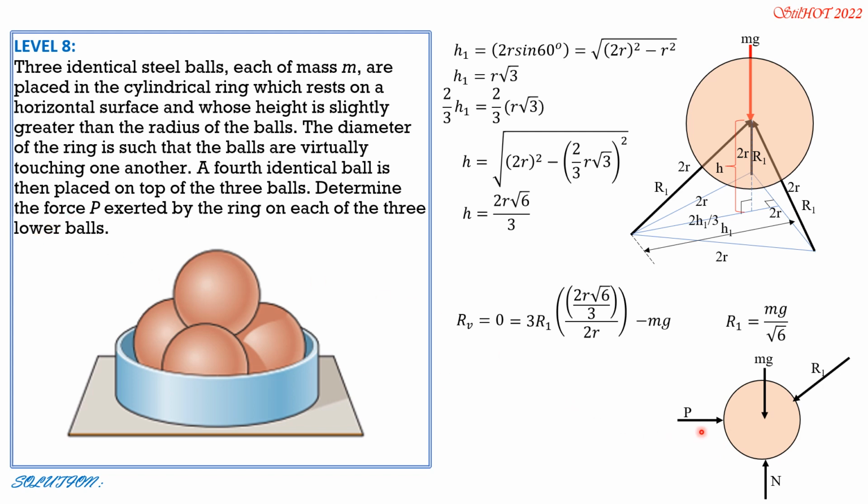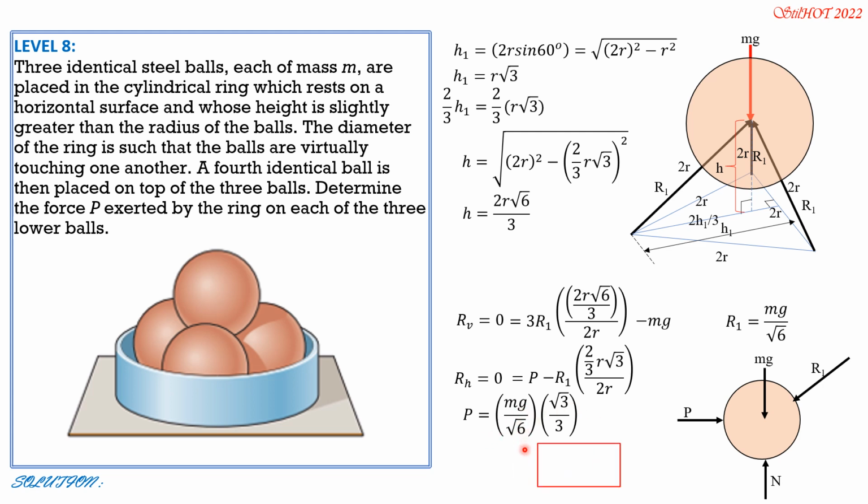So to solve for P, we set in this free body diagram sum of R horizontal equals 0. This is in equilibrium. So P minus the horizontal component of R1, which is R1 times 2/3 of H1 divided by 2R, horizontal component of distance divided by distance, which is 2R. So cancel 2R again, and replace R1. So P is mg over square root of 6 times square root of 3 over 3. Simplifying, P can now be computed as mg over 3 square root of 2. So that's the value of P.